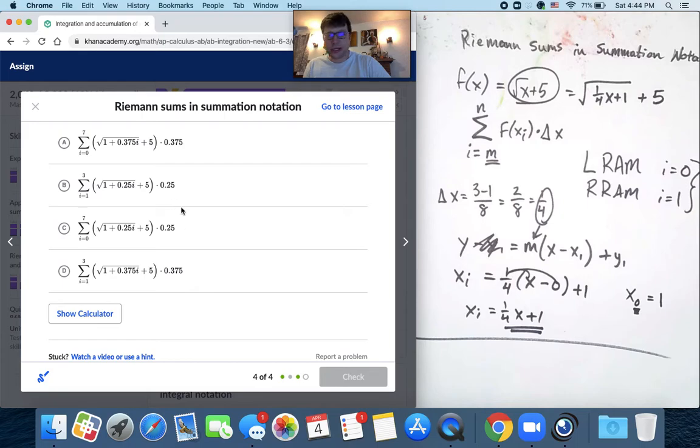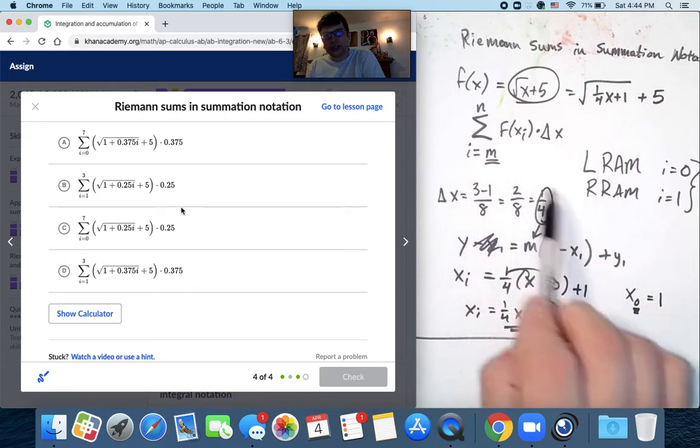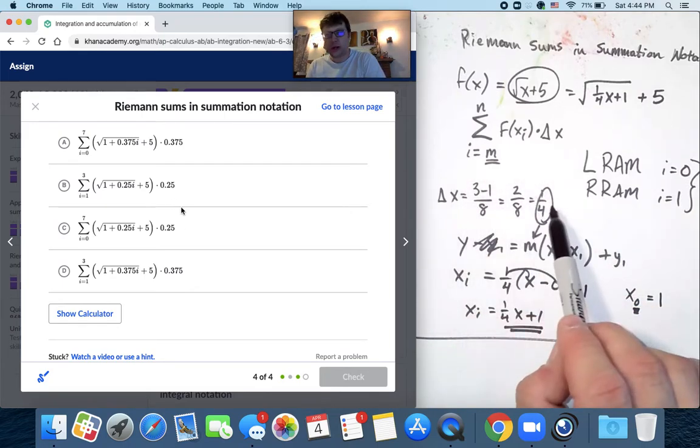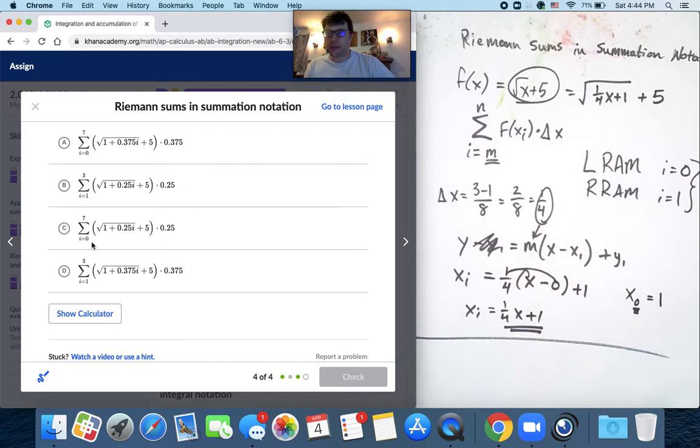Again, I'm still thinking that because the spacing or width of each rectangle is a quarter, I am limited between B and C.